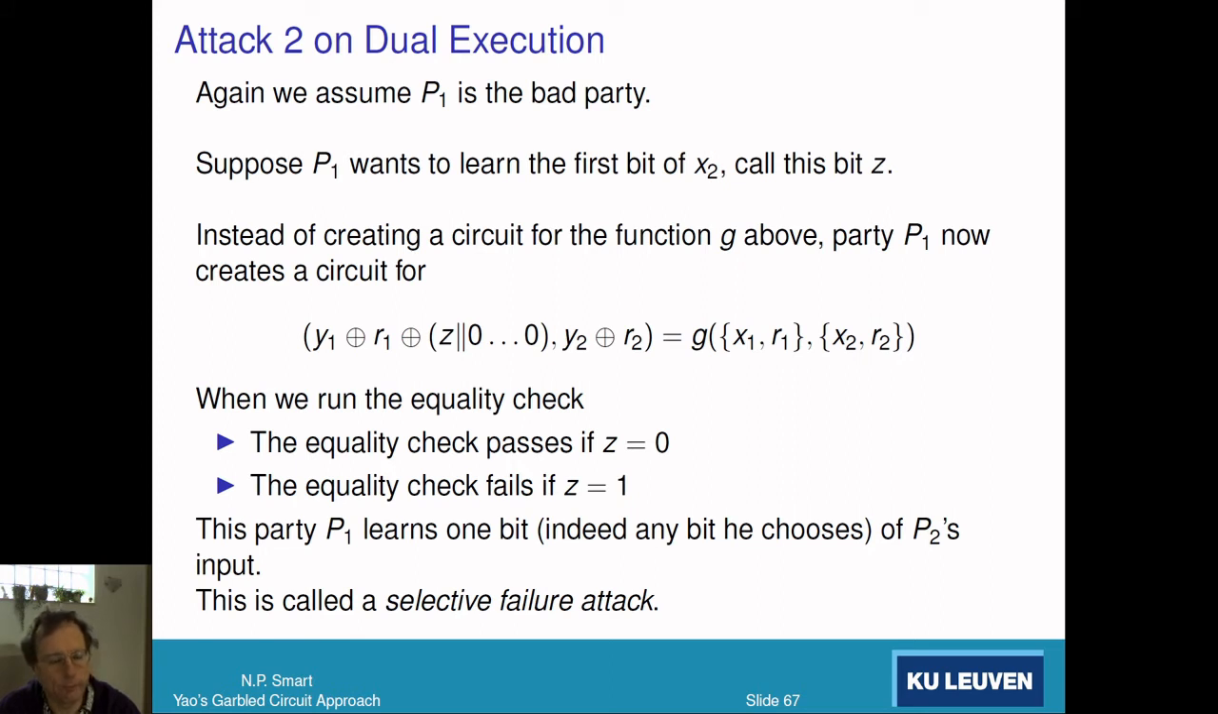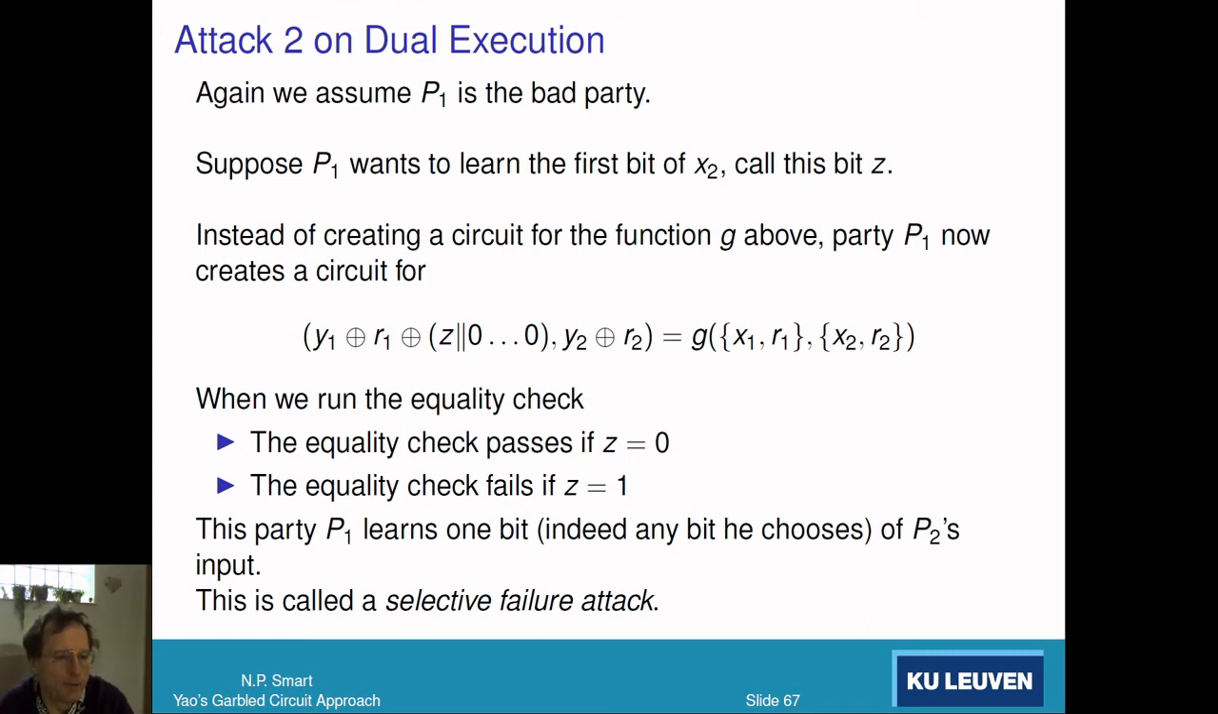Not quite. Now imagine you didn't want to learn the whole input of P2, you just wanted to learn the first bit of X2. Instead of creating a circuit which reveals all of X2, player 1 can create a circuit which basically tests whether the first bit is equal to 0 or 1. The equality check will pass if the bit is equal to 0, and it will fail if the bit is equal to 1. So this is what's called a selective failure attack.